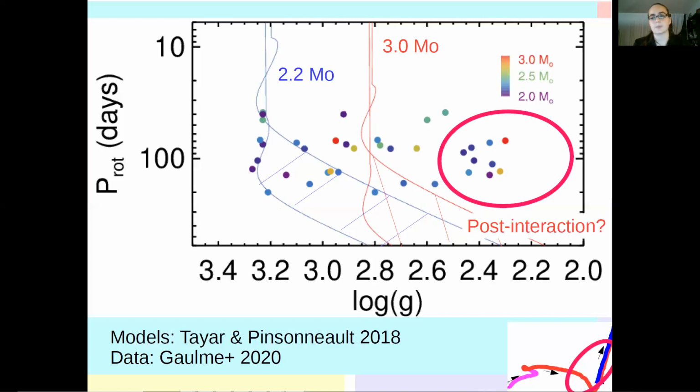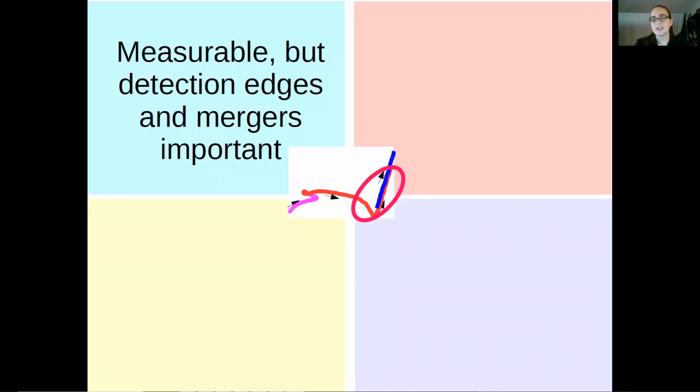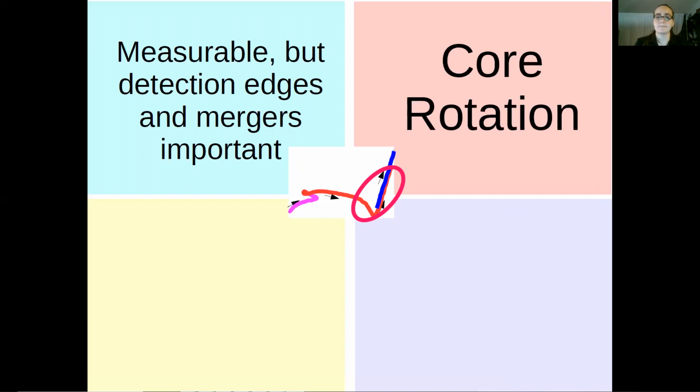Now, on the right side of this plot, you've probably noticed a couple of the points that are rotating much faster than our models would have predicted. I would argue that many of those are the results of interactions, where they've interacted with a companion, gained angular momentum from that interaction, and spun up, because I'm a very strong believer in angular momentum conservation. But in any case, there were some clear detections, and mergers might be important in this regime, but we can at the very least measure surface rotation rates.